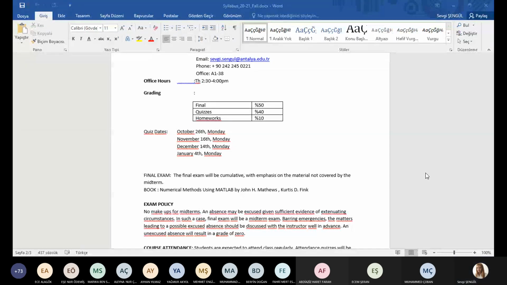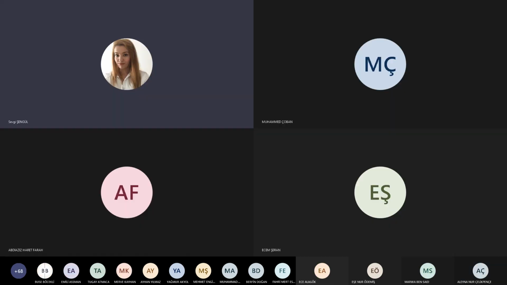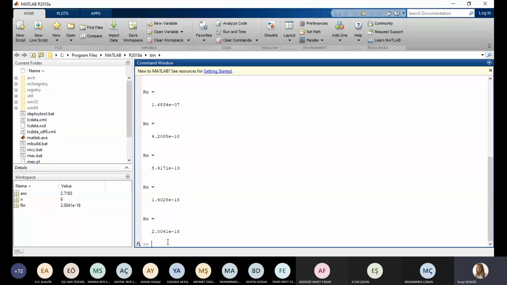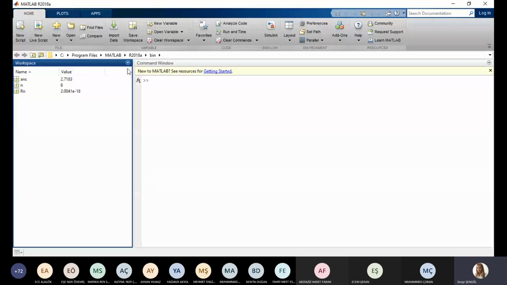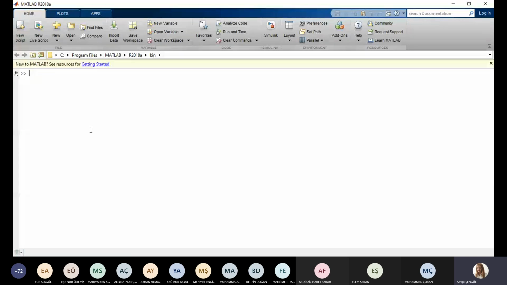Now I will stop sharing that and I will share the MATLAB with you. The clc command is going to clear the console, which means it will clear what you wrote so far. Let me close those, we don't need that. Let me close that one too. Okay, this is your console.